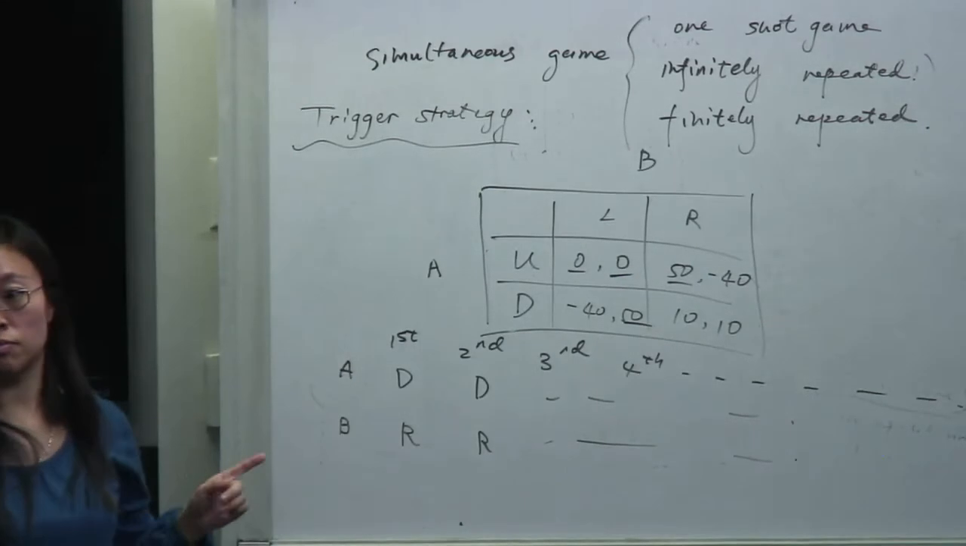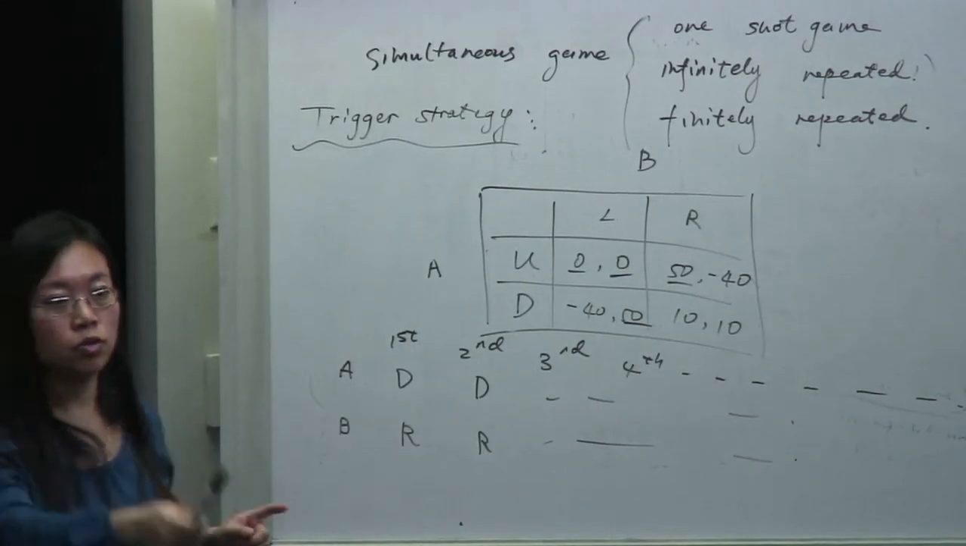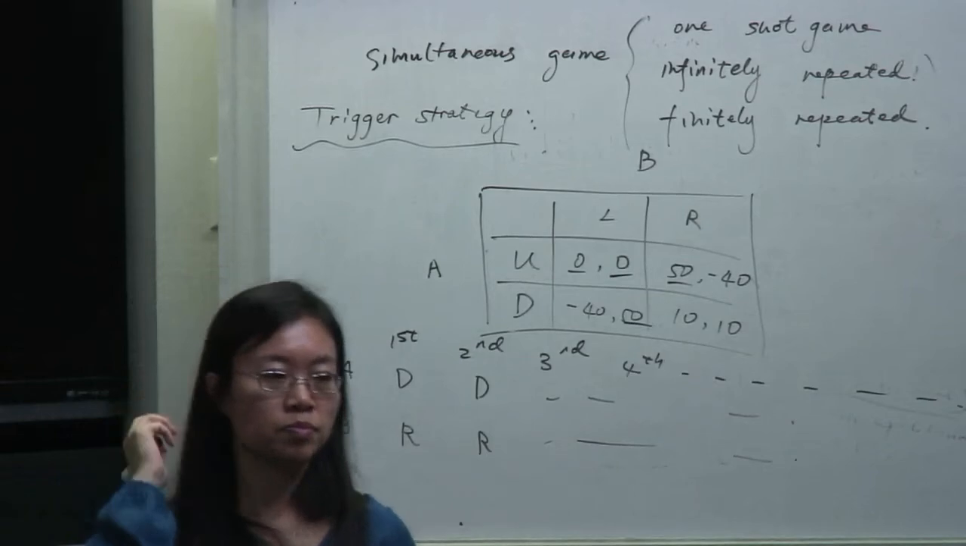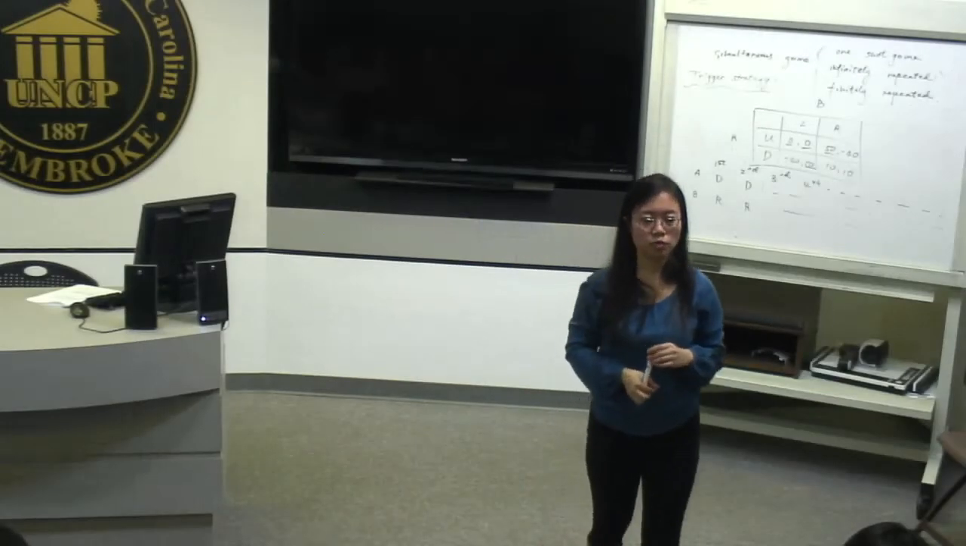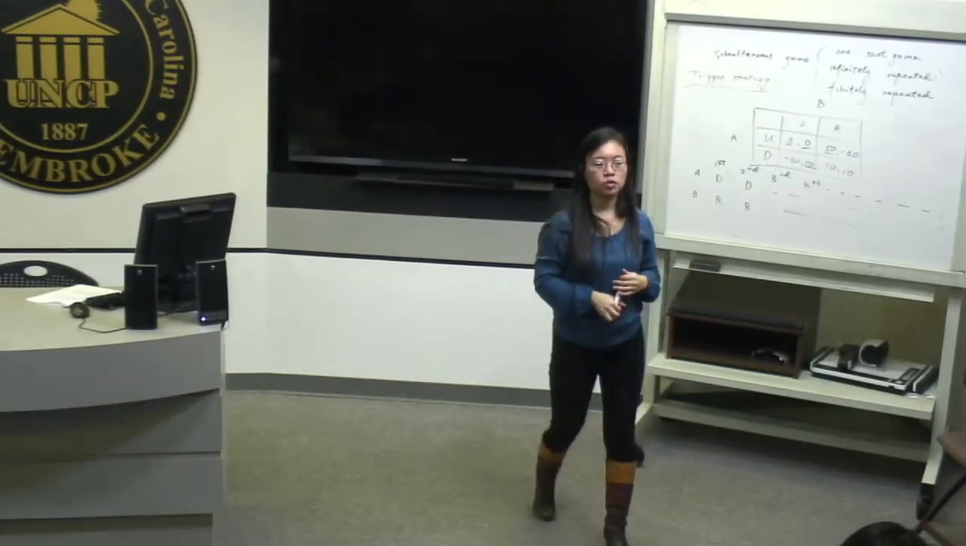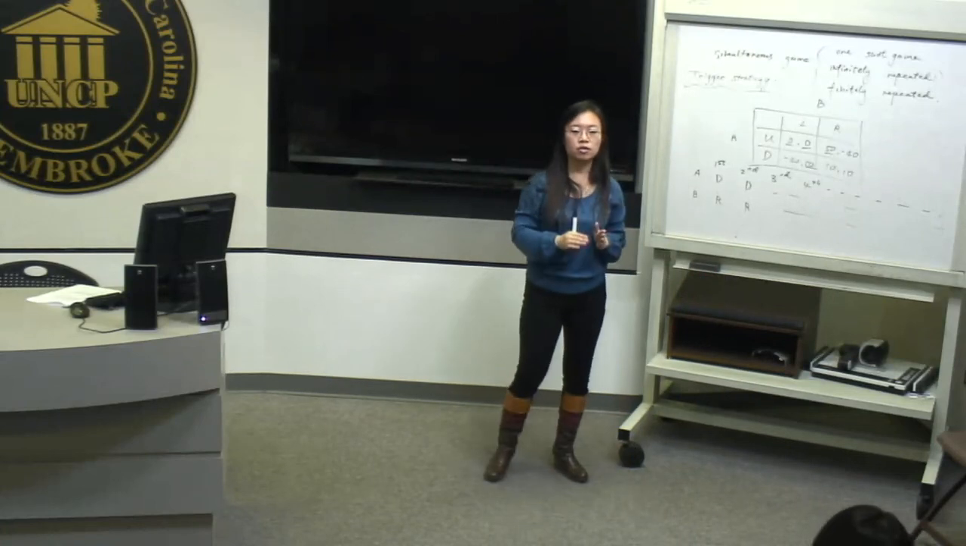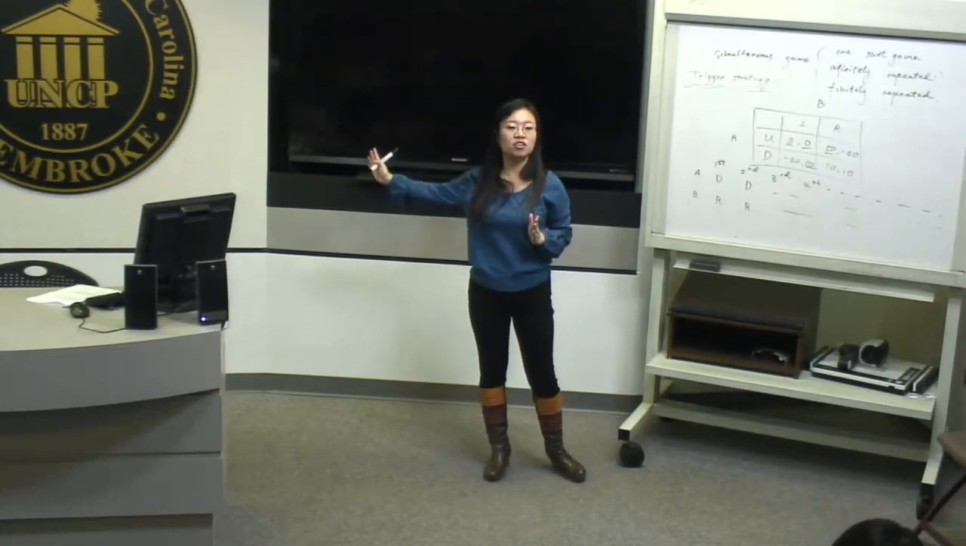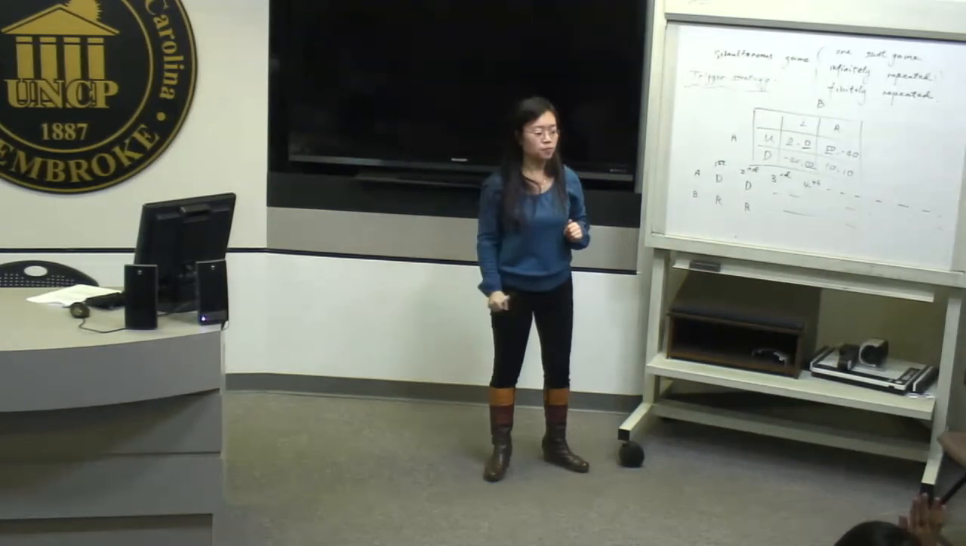If anybody has a question? I have a question, just to make sure. You said your trigger strategy is, for example, if A cheats one time, then B would cheat all the rest of the times. That's right. From the next round, we're going to cheat forever.